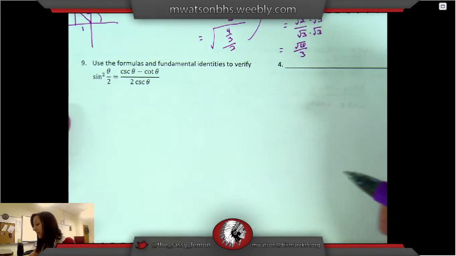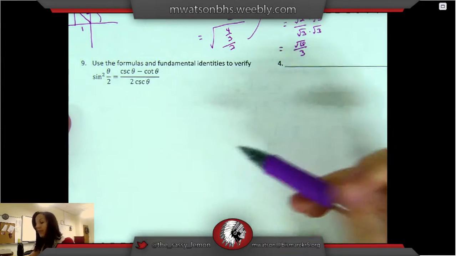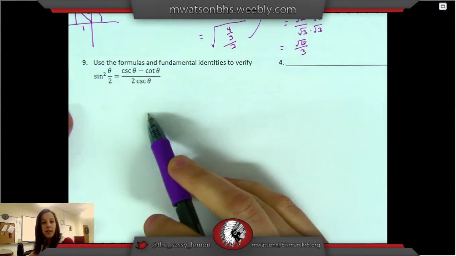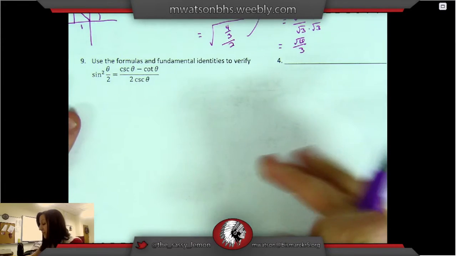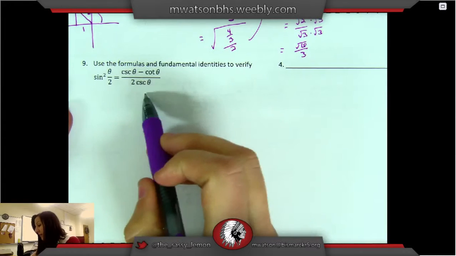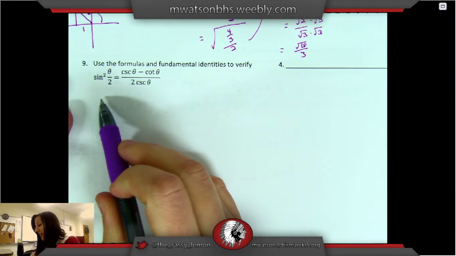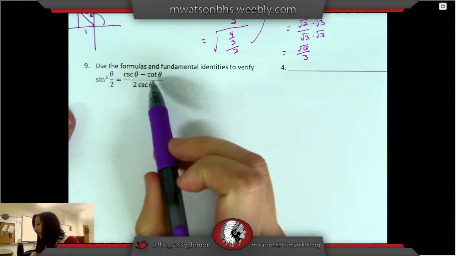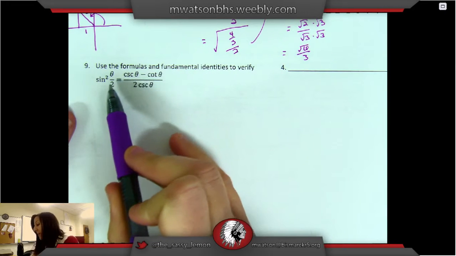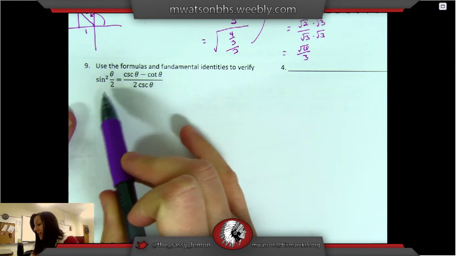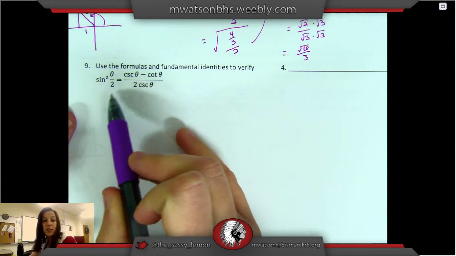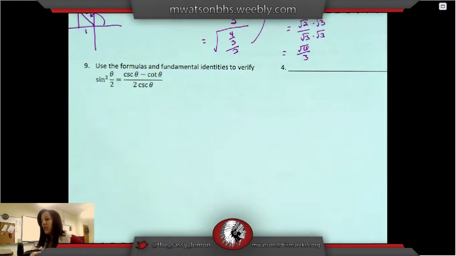On this last problem, number 9, we're asked to verify an identity, which means we're going to prove it. So, which side to use? Now, this one is very interesting because this side looks really complicated, but this side is the one that actually has an angle that's messed up. So usually I say you want to take a look at that.